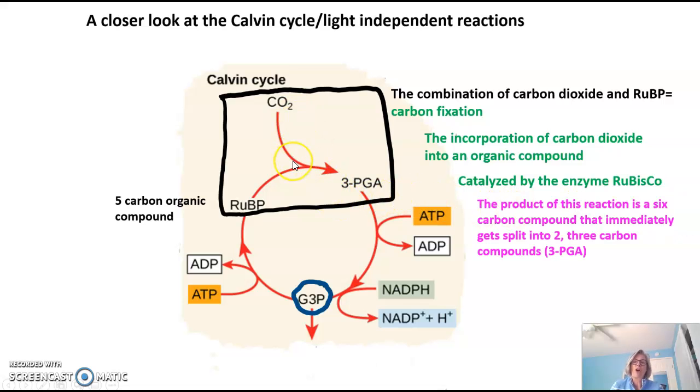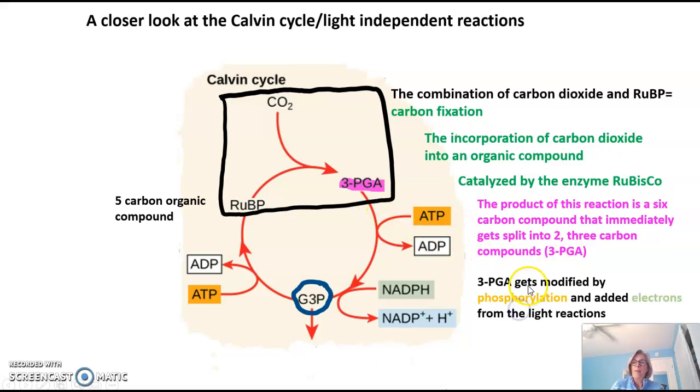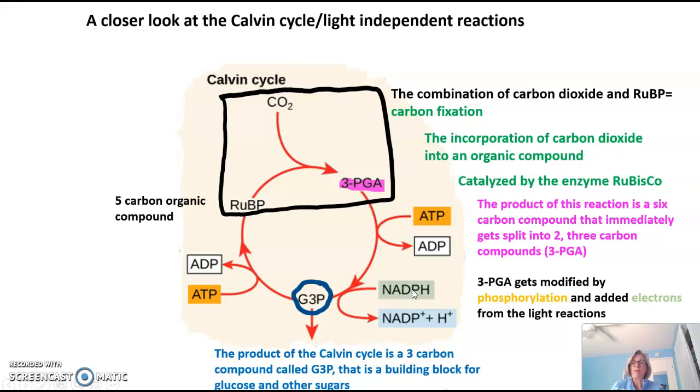The first product of this carbon fixation reaction is a 6-carbon compound that immediately gets split into two 3-carbon compounds called PGA. PGA then gets modified by both phosphorylation and added electrons from the light reaction. Both this ATP, which is going to bring a phosphate to the compound, and the electrons being held onto by NADPH came from the light-dependent reactions. This will then regenerate ADP, which will have to go back to the light reactions to pick up another phosphate, and NADP, which will also have to go back to the light reactions to pick up 2 more electrons.